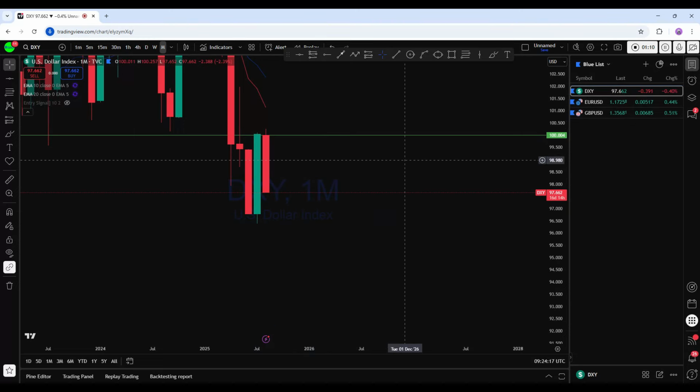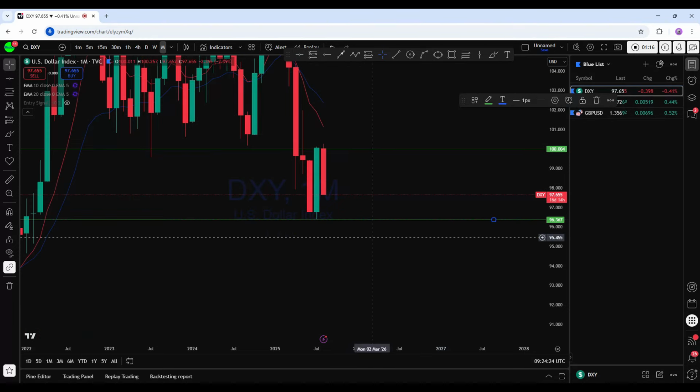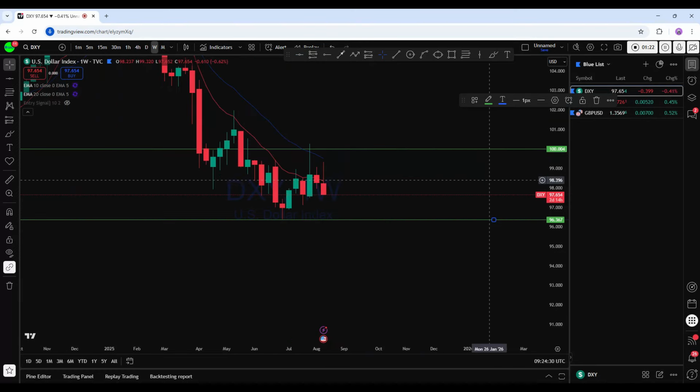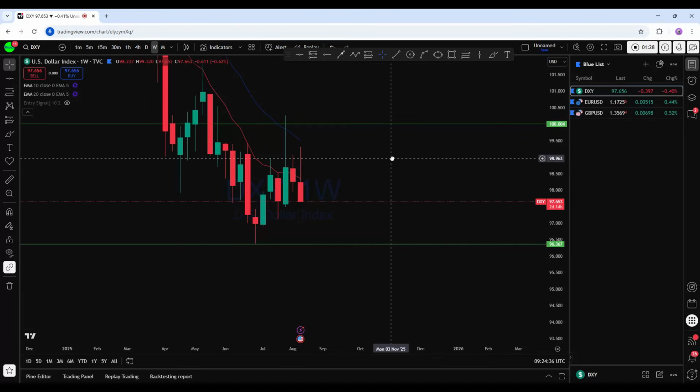Now with that rejection from the monthly, expecting the market potentially to break below this low here to create a new lower low. If you look at the weekly chart here, we can see the price from the weekly perspective has crossed this previous weekly narrow doji. This is what was exactly expected.